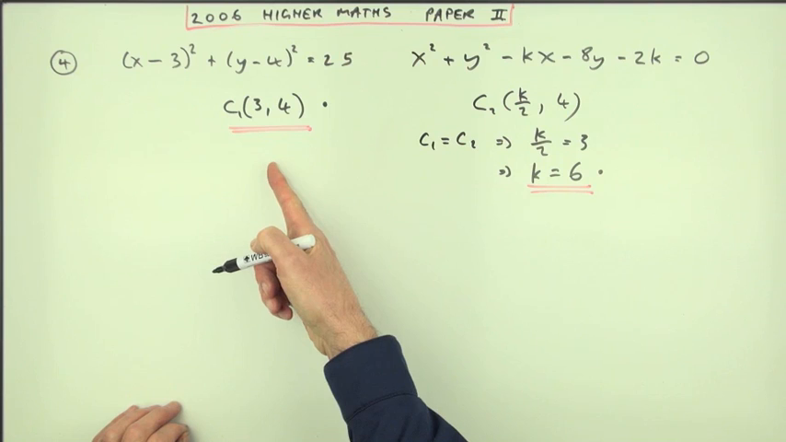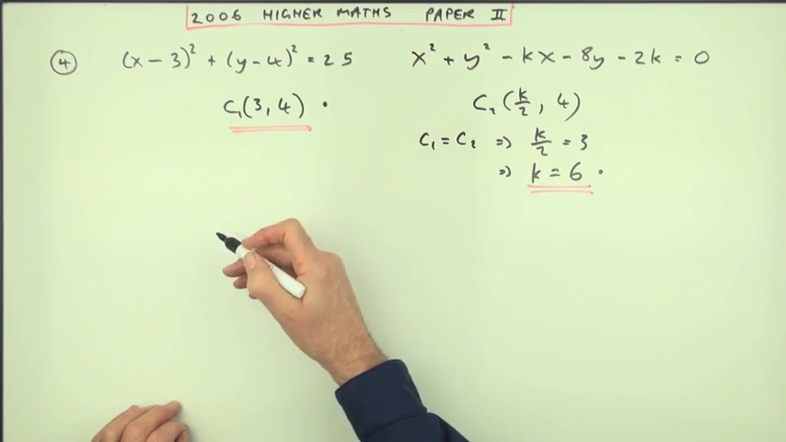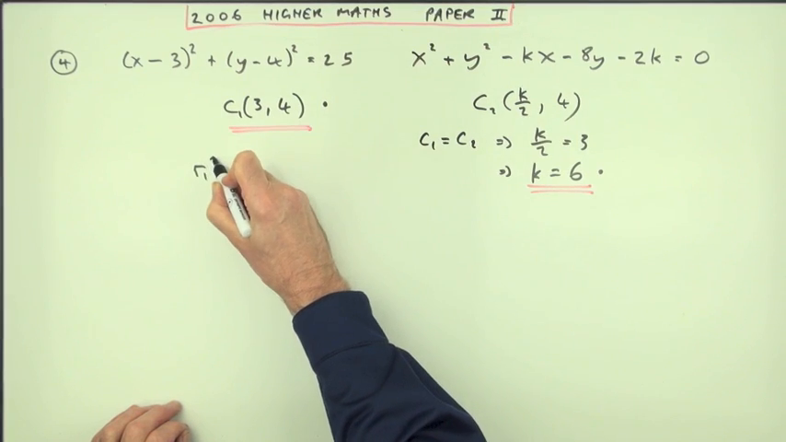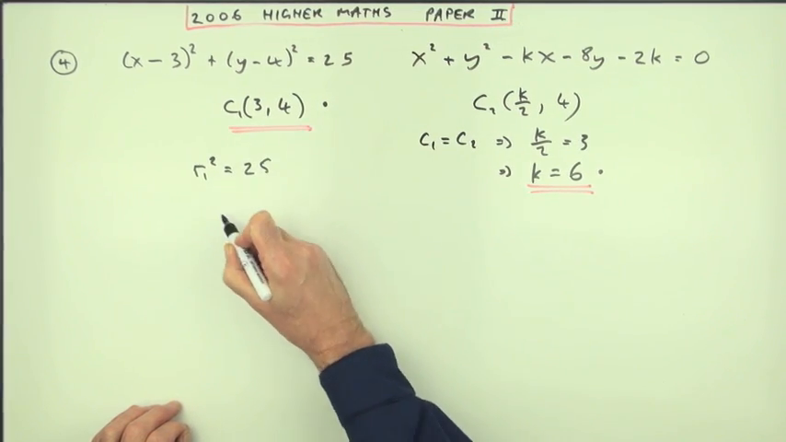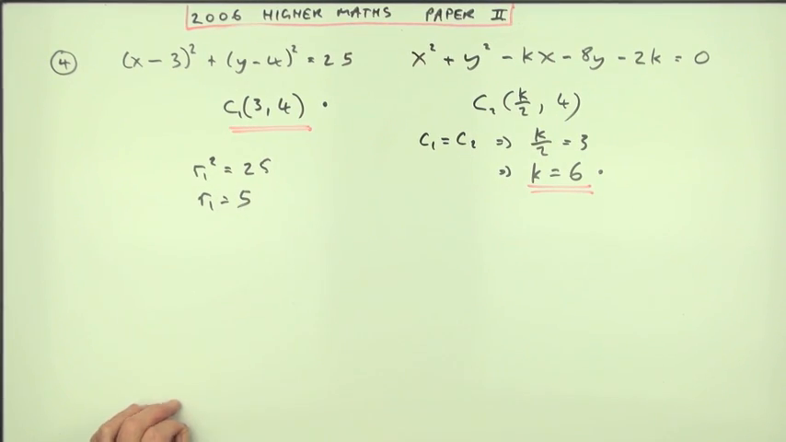Now, who's got the bigger radius? Well, in this circle here, the radius is stated by the term at the end. So for radius 1 squared, that would be 25. So its radius is 5. That gets you a mark.